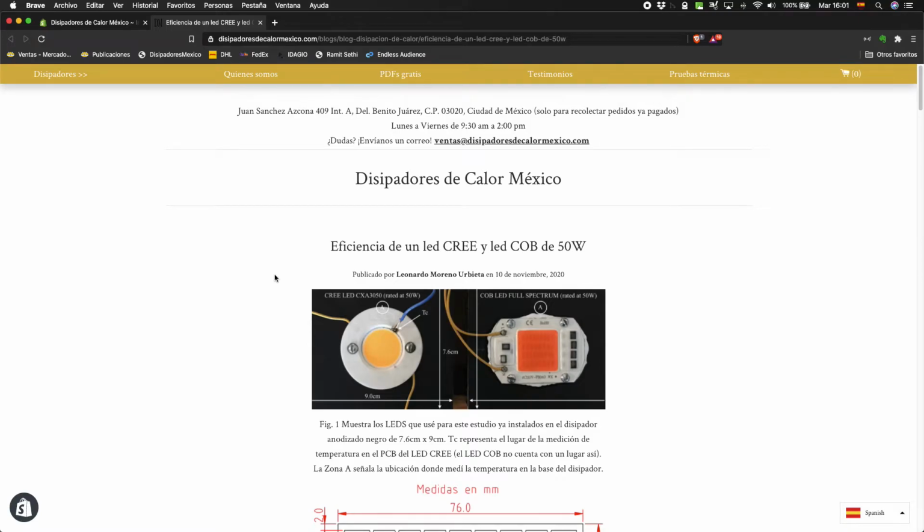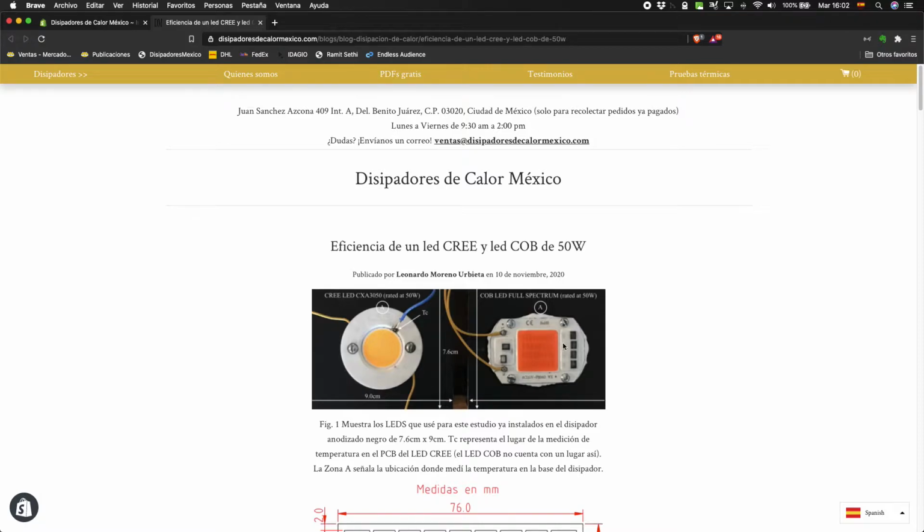This time I decided to study two different LEDs and measure their efficiencies. The first LED that I decided to study is the CREE LED CXA3050, which is rated at 50 watts. And the other LED is the COB LED Full Spectrum that I have used in a previous study. This LED is also sold as rated at 50 watts.